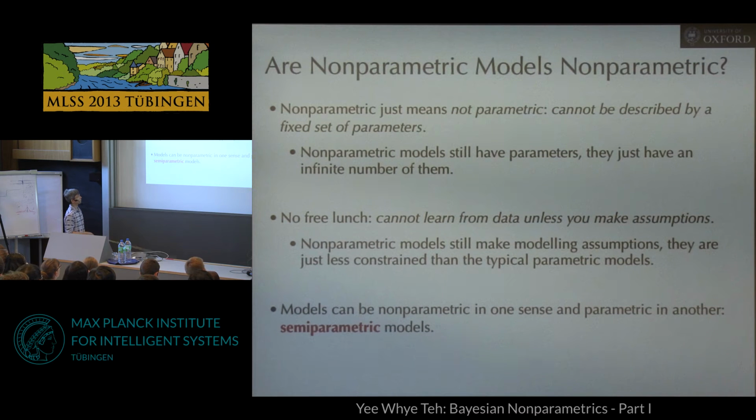Finally, models can be nonparametric in one sense and parametric in another sense. Typically, the models that we work with often have this flavor. There might be some aspect of our problem that we'd like to make nonparametric, and certain other aspects where we'd like to make simplifying parametric assumptions. You can call these not really nonparametric models, but maybe semi-parametric models. Are there any questions? This is just some high-level motivation for why I'm interested in Bayesian nonparametrics.